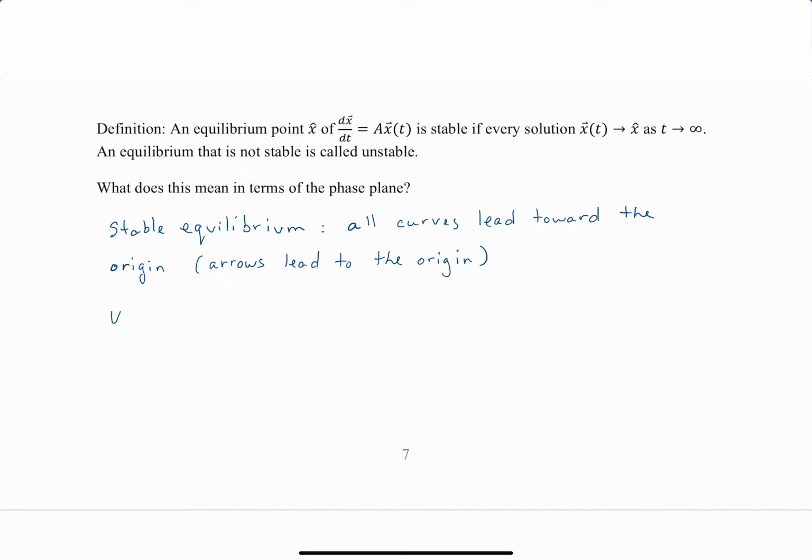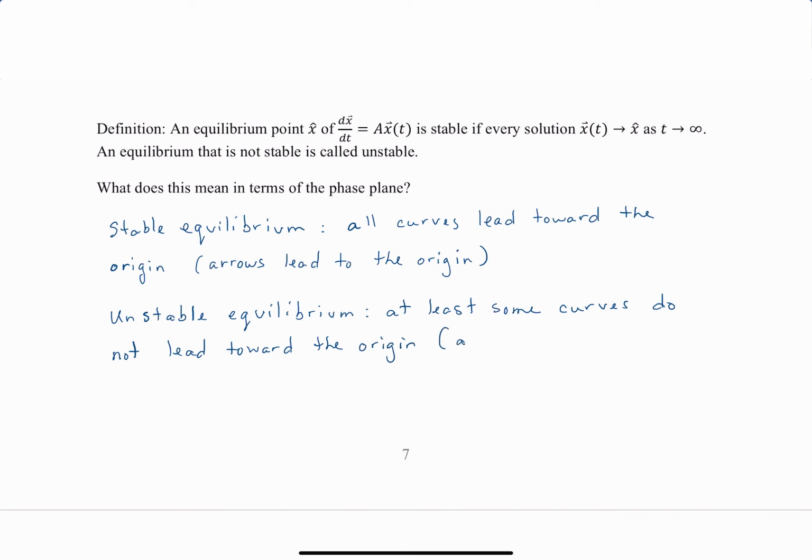For an unstable equilibrium, at least some of the curves do not lead toward the origin. They have arrows that lead away from the origin.